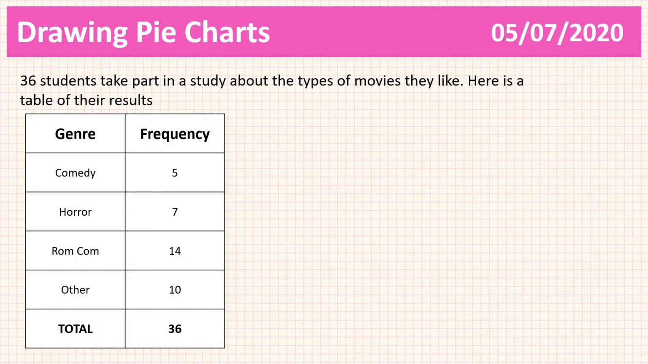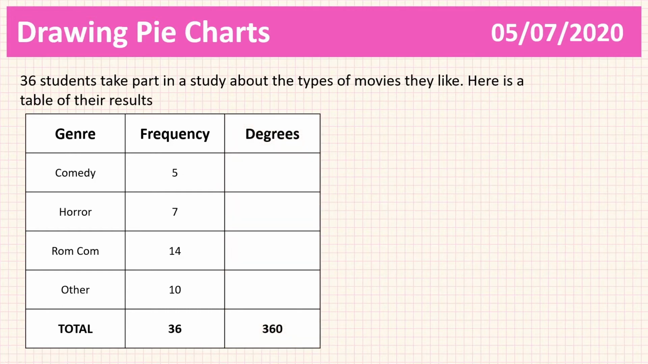Now, I know that I'm going to have to work out how many degrees each of these categories takes up on my pie chart so I can represent it proportionally. So to do that, I need to think about how many degrees are there in a circle. And we said that there are 360. So I'm going to add another column to my table, and I'm going to call it degrees. And I need to try and put some values in here so I know how many degrees to plot in my pie chart. I know how many degrees comedy is going to take up, I know how many degrees horror is going to take up, and so on and so forth.